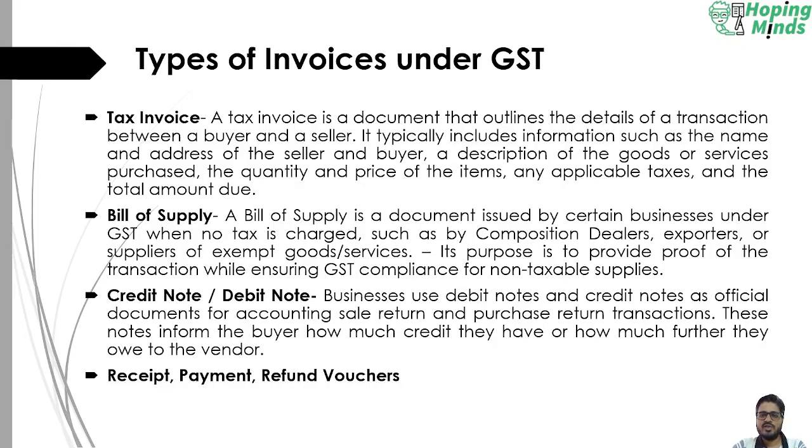Also, in case of inter-unit transfer of goods, that is the movement of goods among entities, it can be moved through a bill of supply. Also, in case of transfer of goods from one location to another or from one branch to another branch of the same entity, a tax invoice cannot be issued, rather a bill of supply needs to be issued.